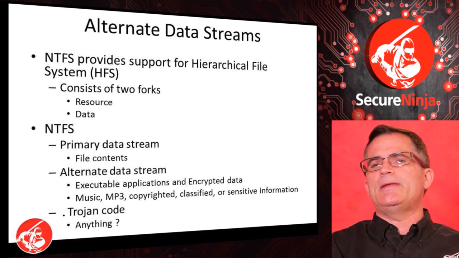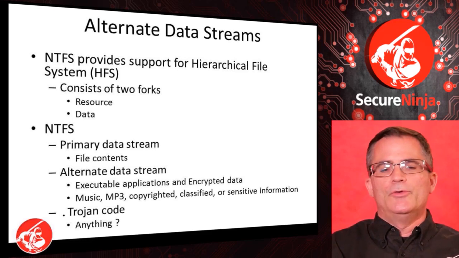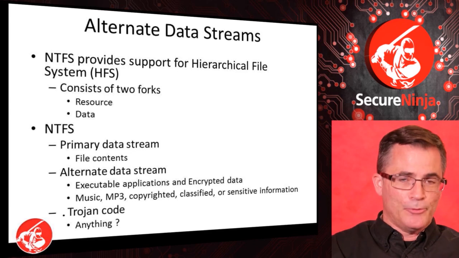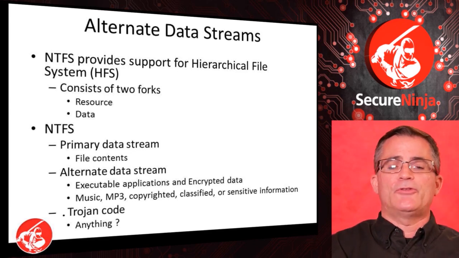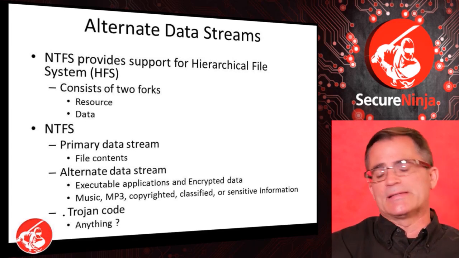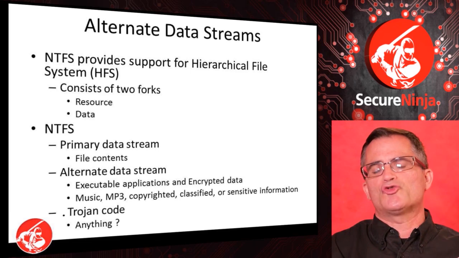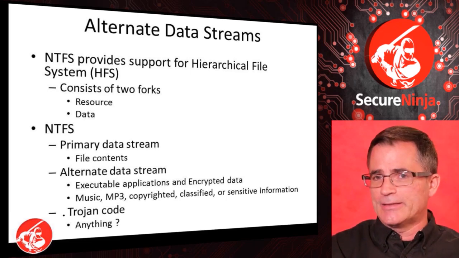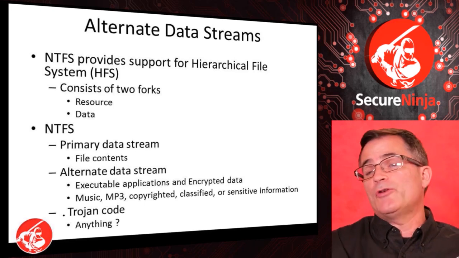Microsoft, when they were creating NTFS, New Technology File System for NT, wanted to support HFS. Microsoft had looked at Apple, and Apple had really fast index searching. HFS had two forks, resource and data. Microsoft's answer was to do streams. The primary data stream in NTFS is the file contents. The alternate data stream is whatever you put in there.